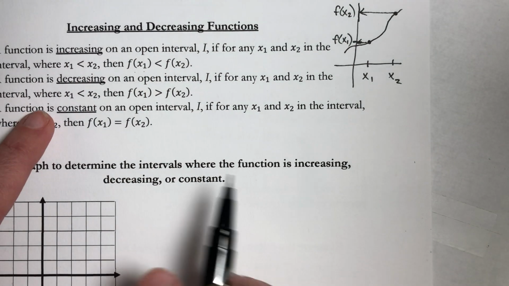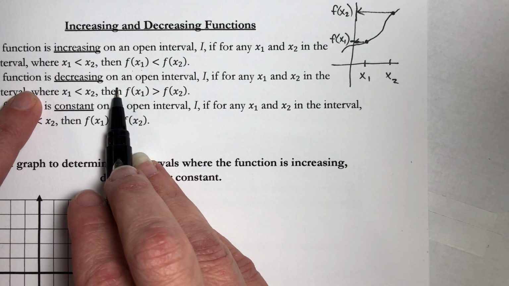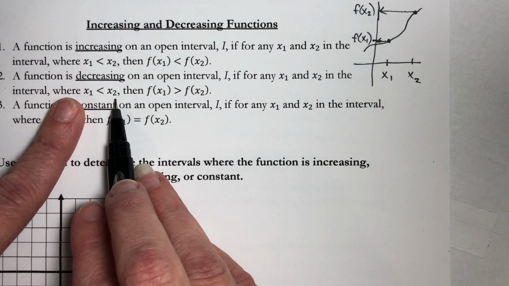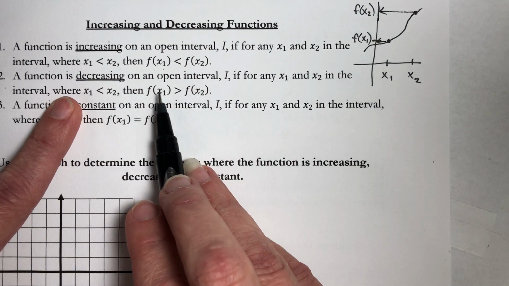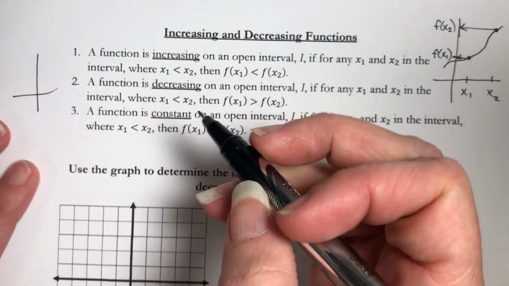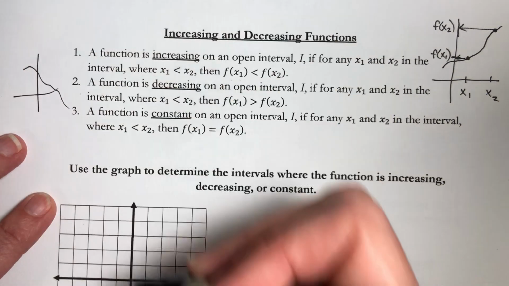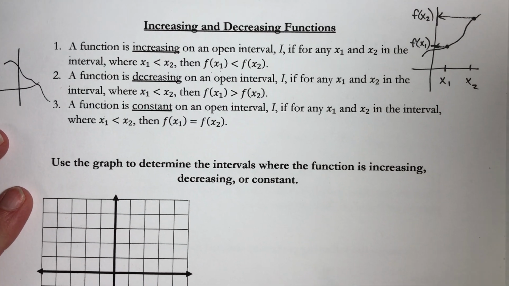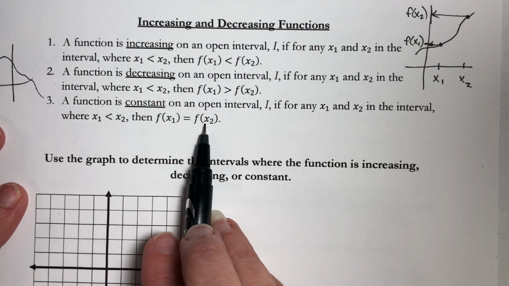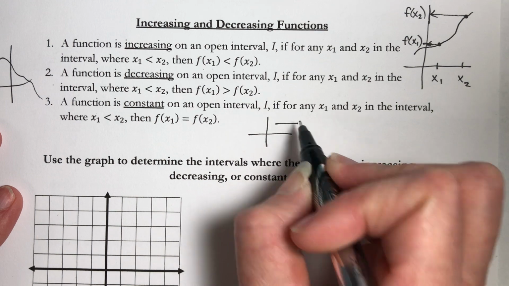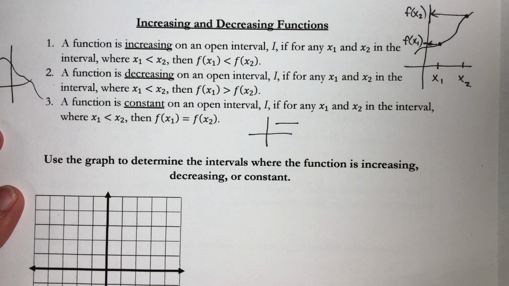Okay? Now, a function is decreasing on an open interval for x1 and x2. Notice my x1 is still smaller than my x2. But here, when I plug in x1, it needs to be bigger than x2. And basically, what this graph is going to look like is something like this. When you look at it from left to right, it's going down. And it's constant if you always get the same answer. And a constant is going to look like this. It's going to be horizontal.